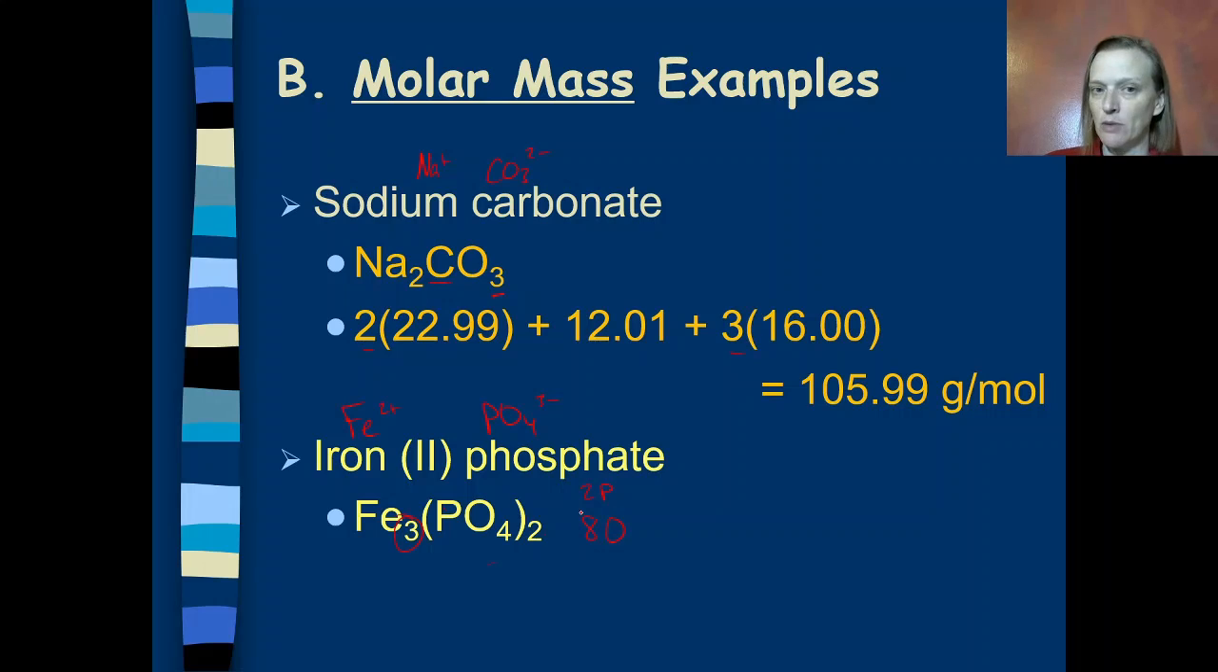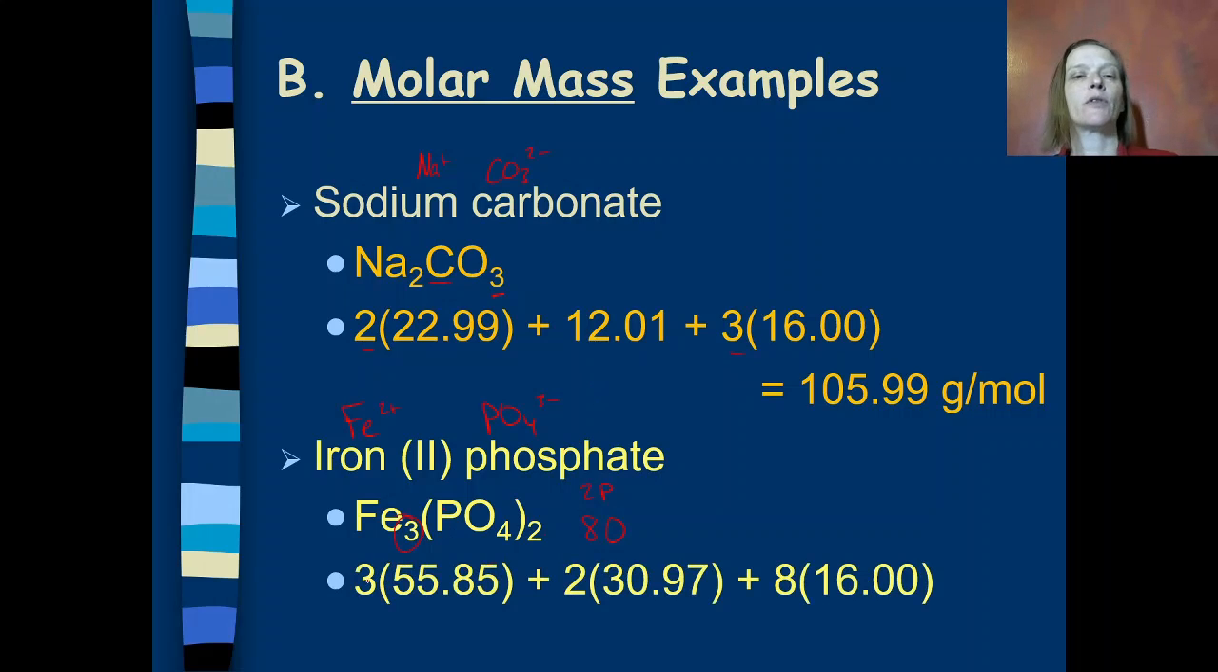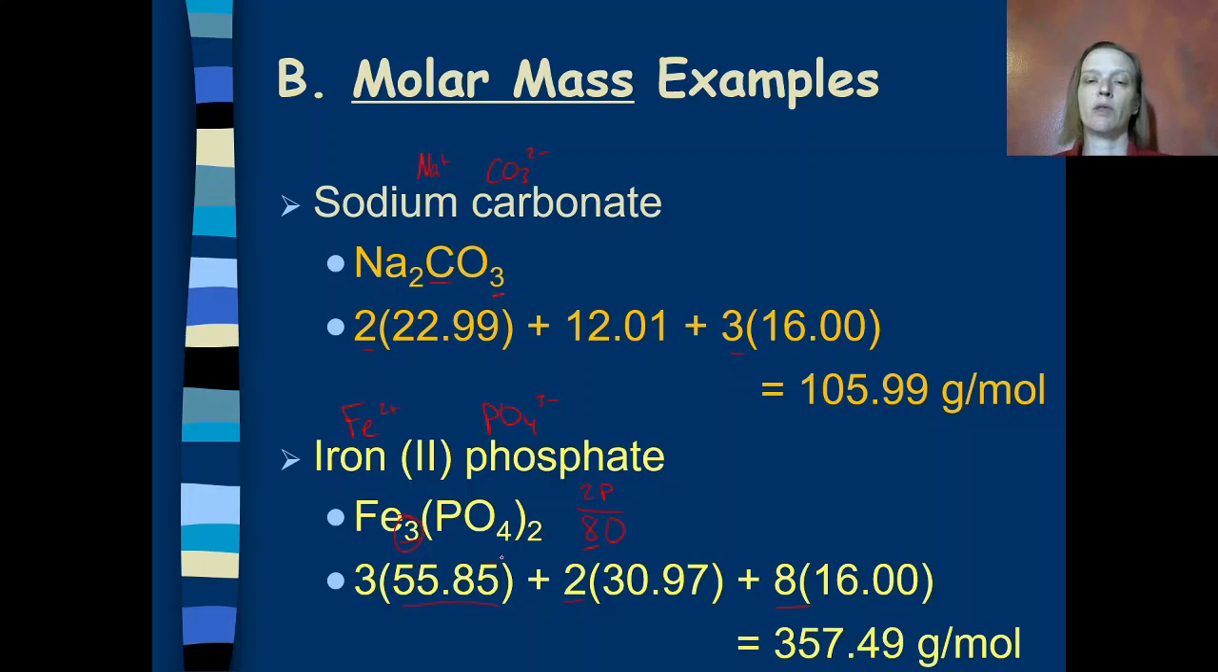So calculating the molar mass, we would have 3 times the molar mass for iron, 55.85, plus 2 times the molar mass for phosphorus, 30.97, plus 8 times 16, the molar mass for oxygen. So doing the math and adding that all up together, you would get 357.49 grams per mole.